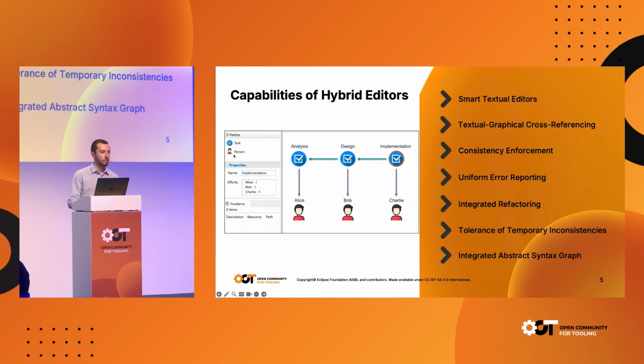Then a properties view in which you can view and edit the properties of the model elements. And notice here that there's a textual editor for the efforts. This is not a plain textual editor. This is a smart textual editor. Unlike the name. For the name, there's another textual editor, but that would be a plain textual editor. And finally, a problems view in which one can view any errors or any inconsistencies reported from the model.